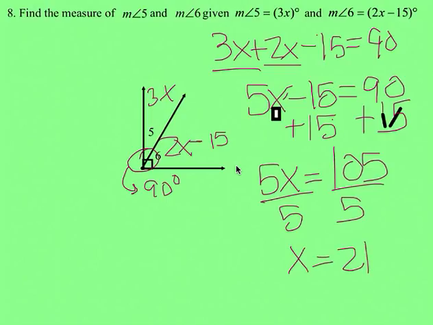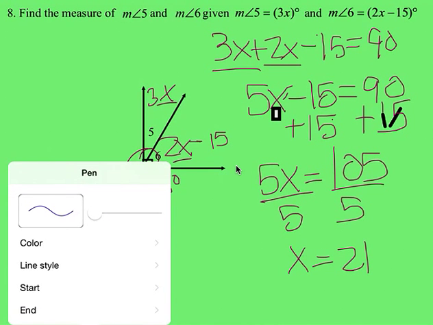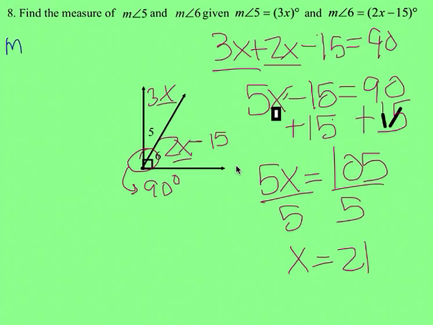So what I need to do is start substituting that in for x so I can get the measure of each of those angles. So I'm going to start by plugging it in. For the measure of angle 5, the measure of angle 5 is going to be equal to 3 times that 21 that I got for x. So 3 times 21 is going to give me 63. So the measure of angle 5 is 63 degrees.